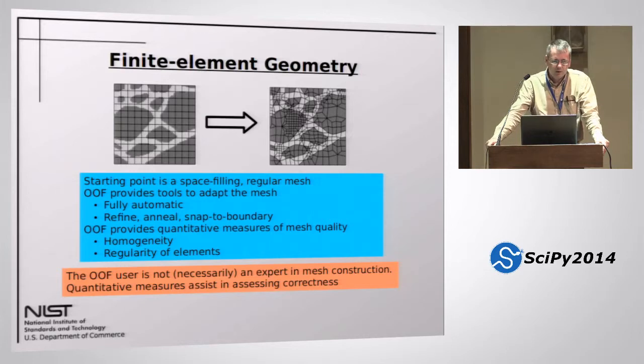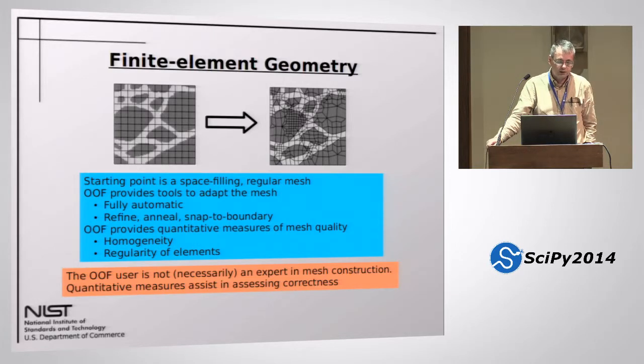For the finite element geometry, the philosophy is pretty similar. We start with a segmented image, and we overlay it with typically a space-filling regular mesh. And then again, we have tools to adapt the mesh. This actually can be fully automatic for some classes of microstructures. We have a sort of mesh button that does a pretty good job most of the time. If that doesn't work, we do have ways you can refine the mesh. You can anneal using a fake energy function, which will be in more detail on the next slide.